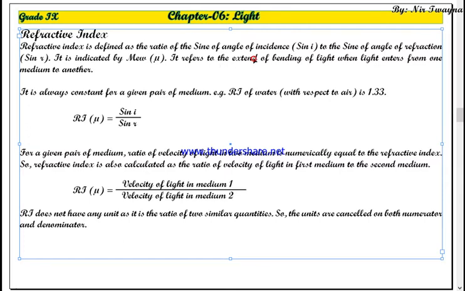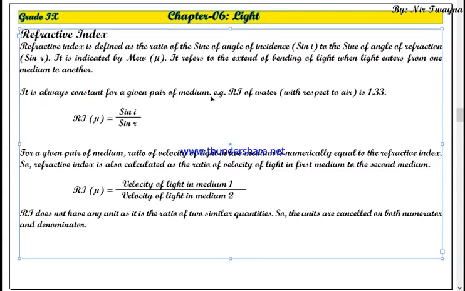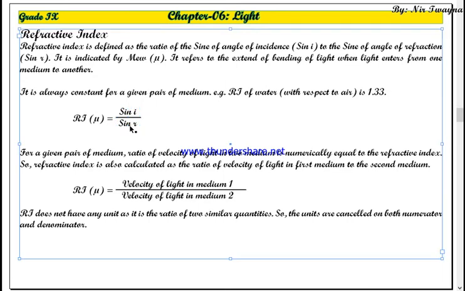It refers to the extent of bending of light when light enters from one medium to another. We just discussed this. It is always constant for a given pair of medium. When light enters from say air to water, whatever the angle of incidence does not matter. According to angle of incidence, angle of refraction will also change.